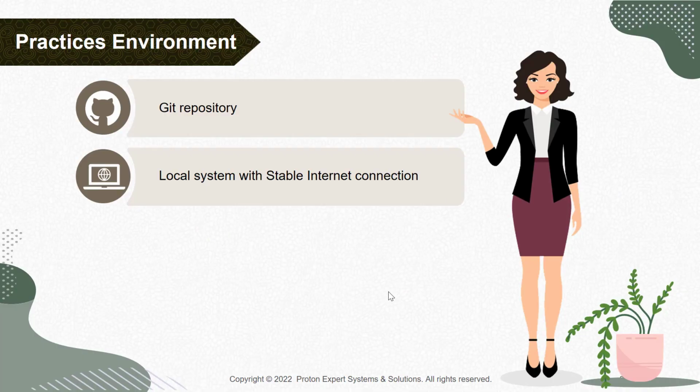So what do we need in your practice environment? First one is the Git repository, and the second one is a local system with a stable internet connection.